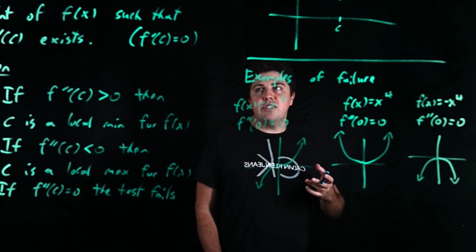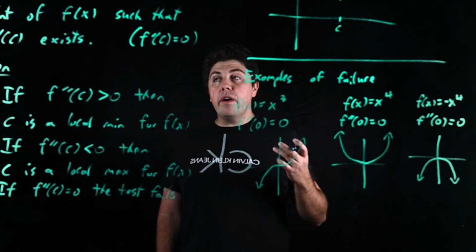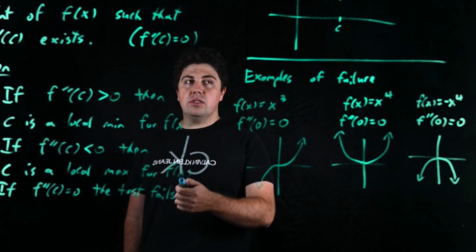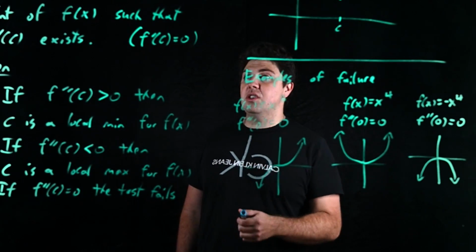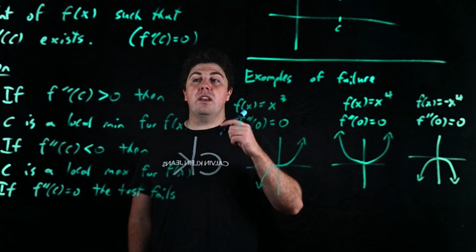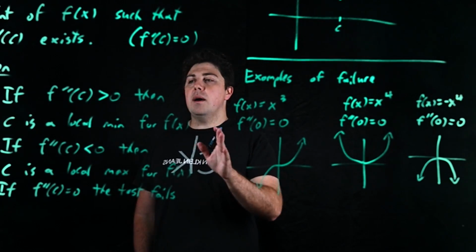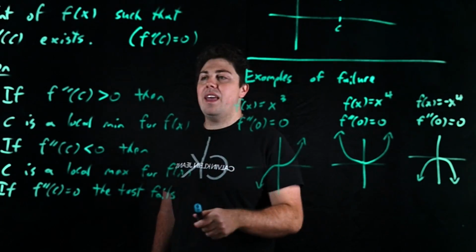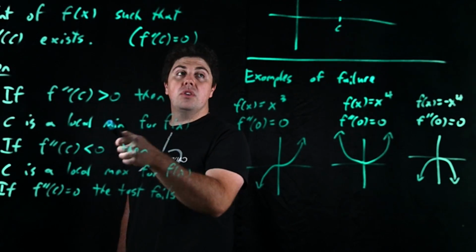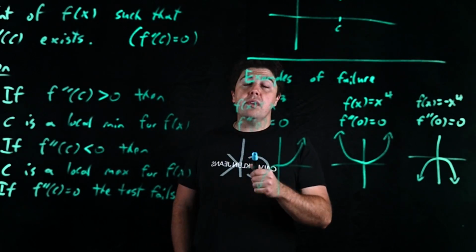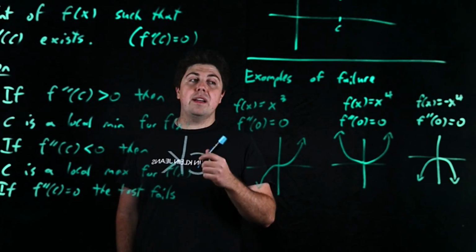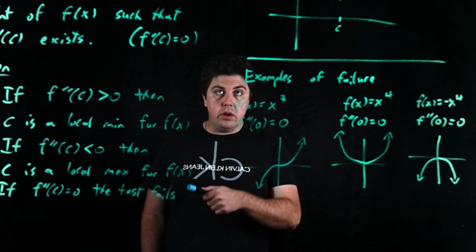So this test gives you a trade-off. It's often easier to use this test than it is to use the first derivative test, because you have to do fewer computations and you don't have to do a big inequality problem. So if you can apply this test, that is to say, if the second derivative at c is non-zero, this is generally a faster test to use and gets you an answer faster than the first derivative test would.